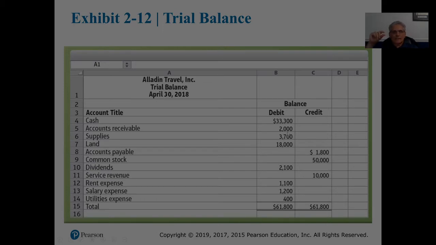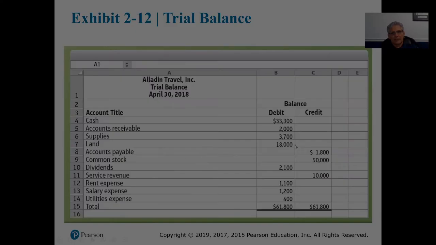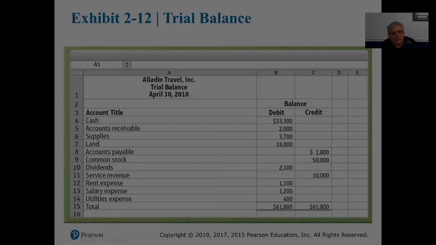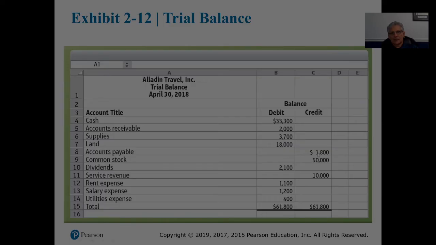So we're just going to take the balance total of each account and plot it on this trial balance. Accounts receivable, we did that. Supplies, the balance is $3,700. The balance of land is $18,000. It's a debit. The accounts payable balance is $1,800 credit. So now we're putting it on the credit side. Common stock, $50,000 credit. We don't have to go back and forth. Dividends were $2,100 debit. The credit for service revenue, and then all the debits for the expenses.